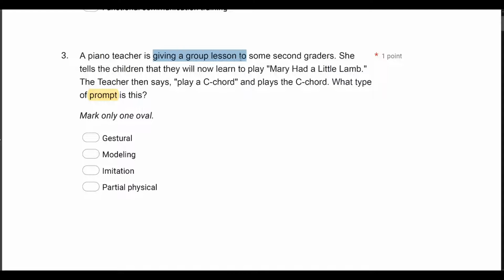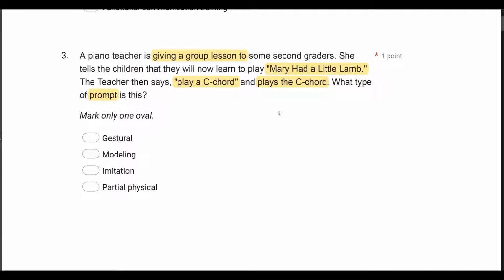So we know she's giving a group lesson. She tells the children they will now learn to play Mary Had a Little Lamb. The teacher says, play a C chord. So that's our SD, right? So in prompt questions, you want to identify the SD because the prompt will always follow the SD. So we know play a C chord is our SD. So the teacher playing the C chord is the prompt.